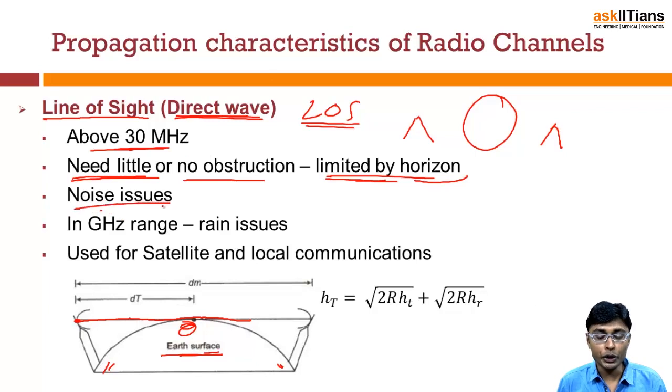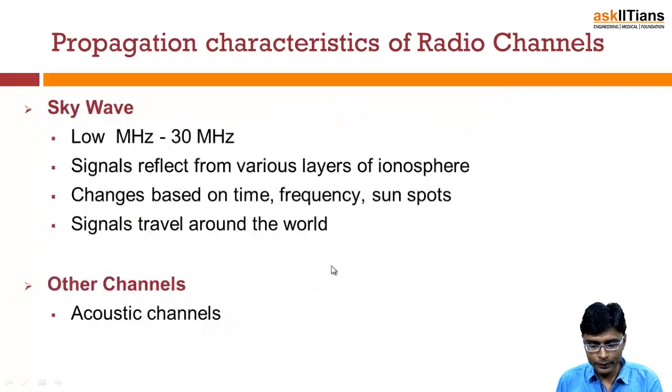Noise is also an issue. Noise is actually an issue with all of the waves. And in the gigahertz range, rain issues come up. Whenever we go to the higher range, under the gigahertz range, rain also causes noise, so noise due to rain also gets introduced. They are used basically for satellite and local communications.